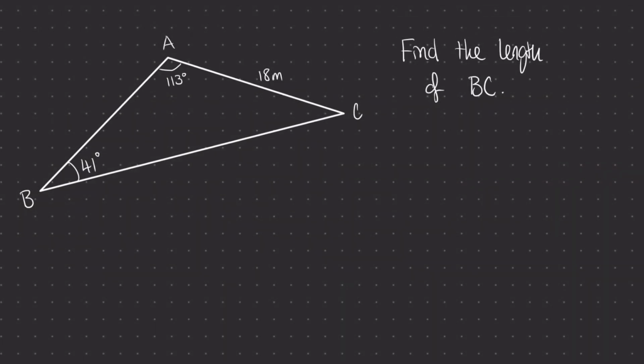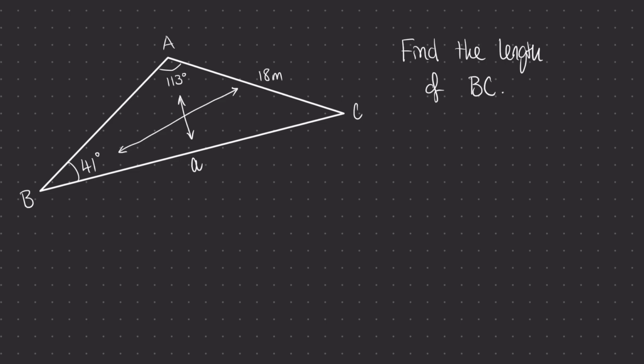Let's look at the situation where we have a missing length. The question is asking us to find the length of BC. I have two angles and one side given to me. I'm looking for BC, which I can label lowercase a because it is opposite my uppercase angle A. The two remaining quantities that I have are this angle 41 and the opposite side 18. So those are opposite each other as well. Whenever you see this shape, with the angle opposite a side, you know you have to use the sine rule.